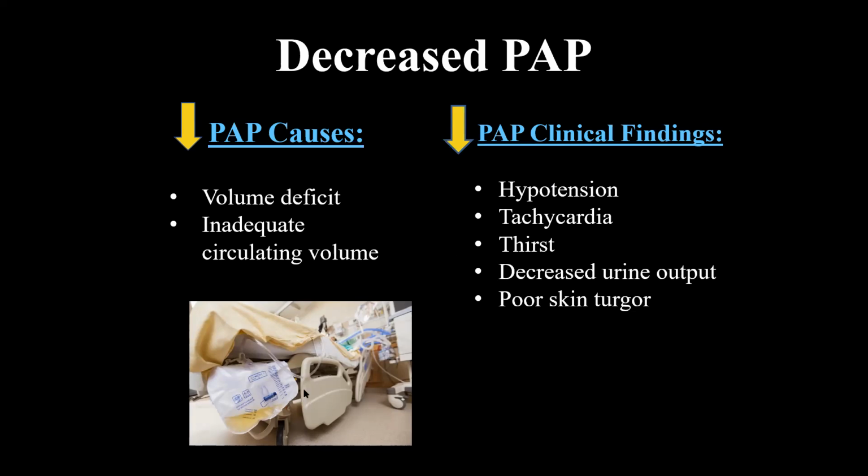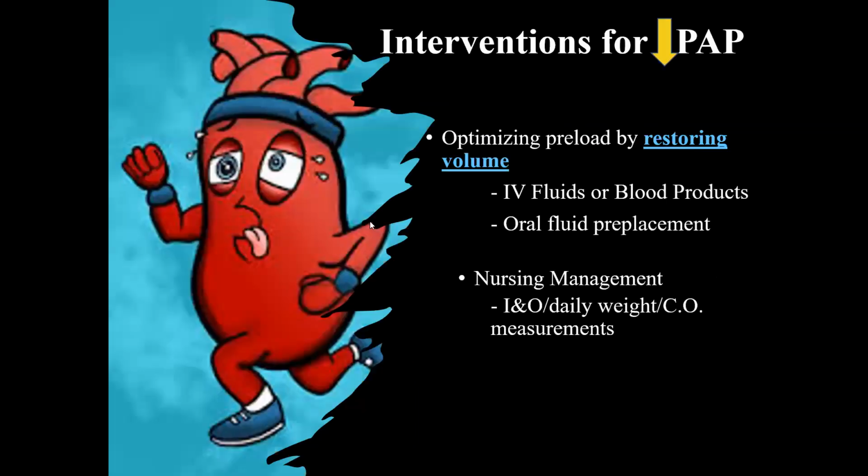And we're like, wait a minute, they used to put out 100 an hour. Now they're only putting out 10 an hour. Okay. And then poor skin turgor goes along with volume deficit. So optimizing preload by restoring volume. So again, back to that dehydrated patient or that gunshot trauma that's bleeding, we either give blood products or IV fluids, or oral fluid replacement. And again, same nursing management: intake and output, daily weight, maybe get a cardiac output, see how that patient's doing. Vital signs every single hour, okay?